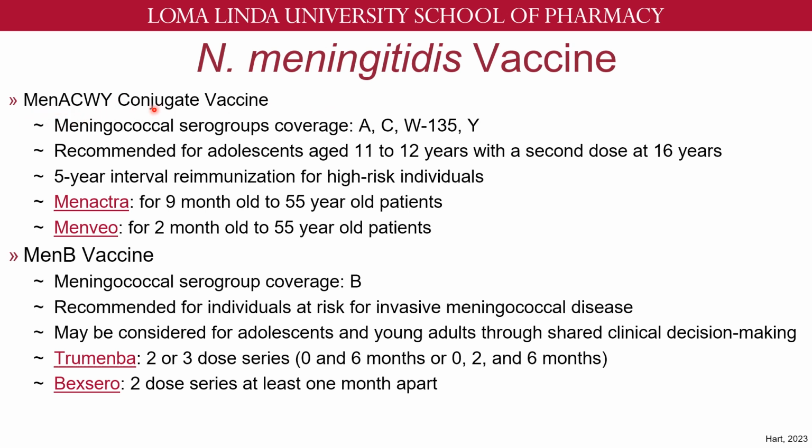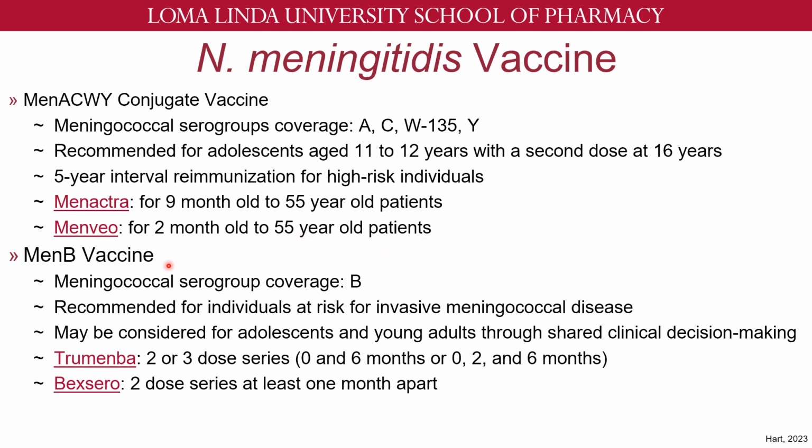Here are the vaccines that we have available for this organism. We have the MenACWY conjugate vaccines, and they cover serogroups A, C, W135, and Y. This is recommended for adolescents aged 11 to 12 years, and they'll get a second dose at 16 years of age. And then you'll also have a 5-year interval reimmunization for high-risk individuals. So we have 2 agents, Menactra and Menveo. Pretty easy to remember, right? They start with MEN for meningitis. Menactra is for patients 9 months old to 55 years of age, and Menveo is for 2 months old to 55 years of age.